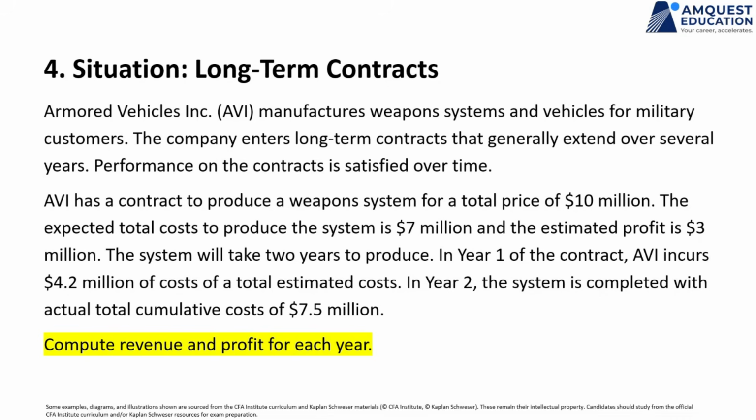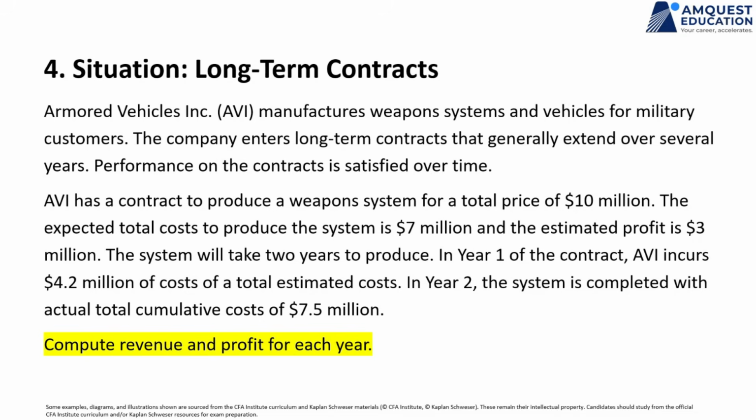We tend to look at how much of the work has been completed, and based on the percentage of completion method, we recognize revenue, right? So take this as an example, and I'll solve this for you. Armored vehicle manufactures weapon systems and vehicles for military customers. The company enters long-term contracts that generally extend over several years. Performance on the contracts is satisfied over time. Now, this company has a contract to produce a weapon system for a total price of $10 million, right?